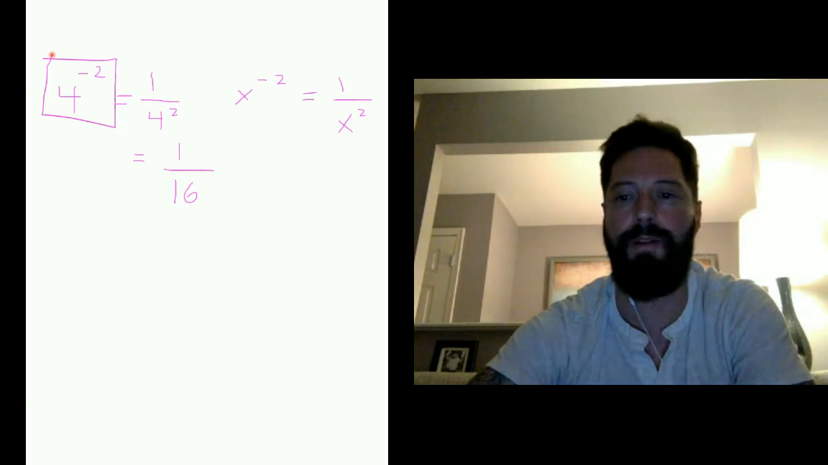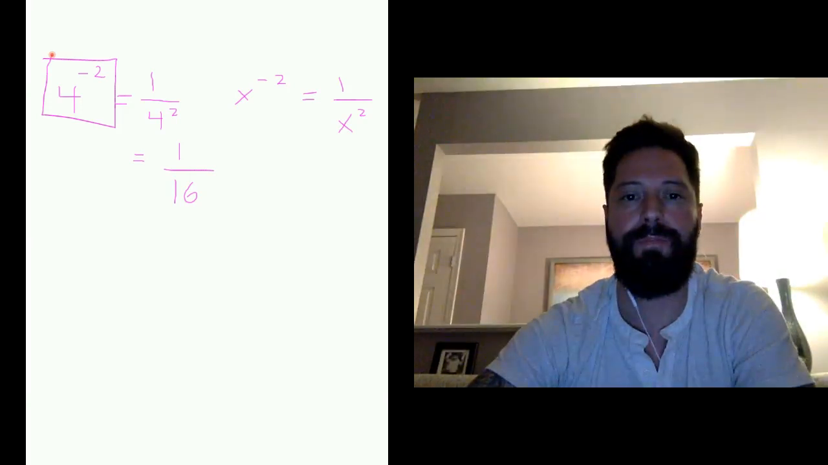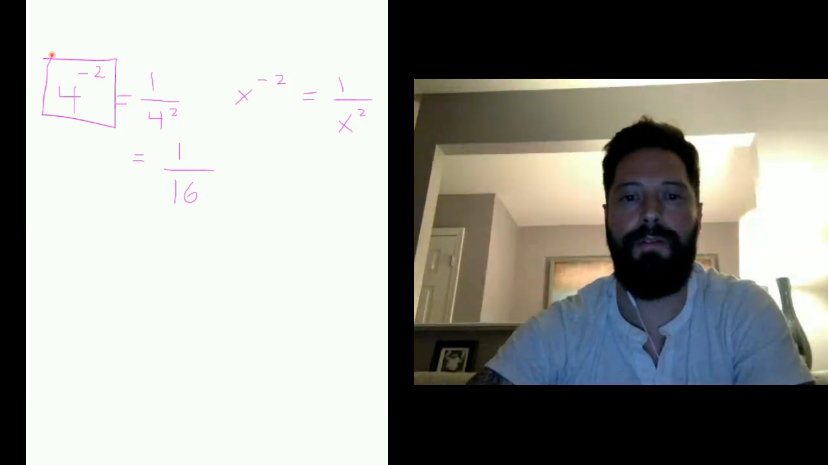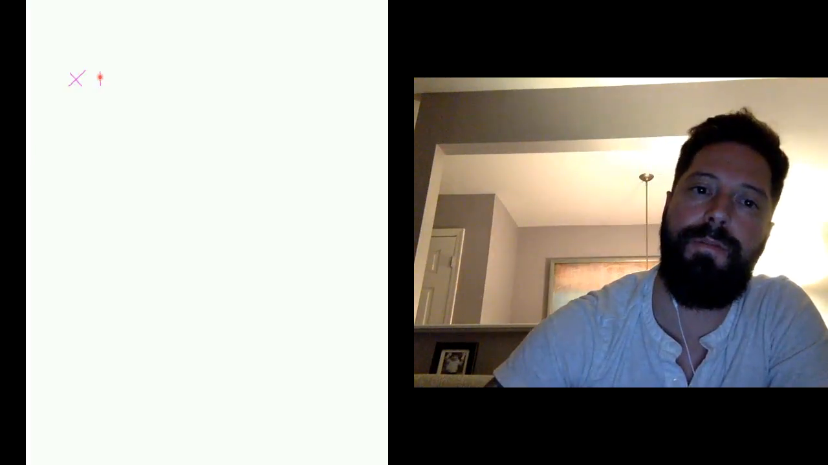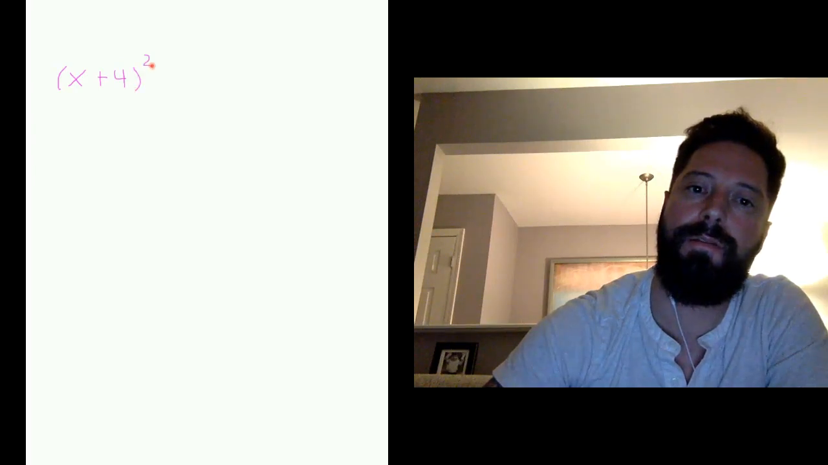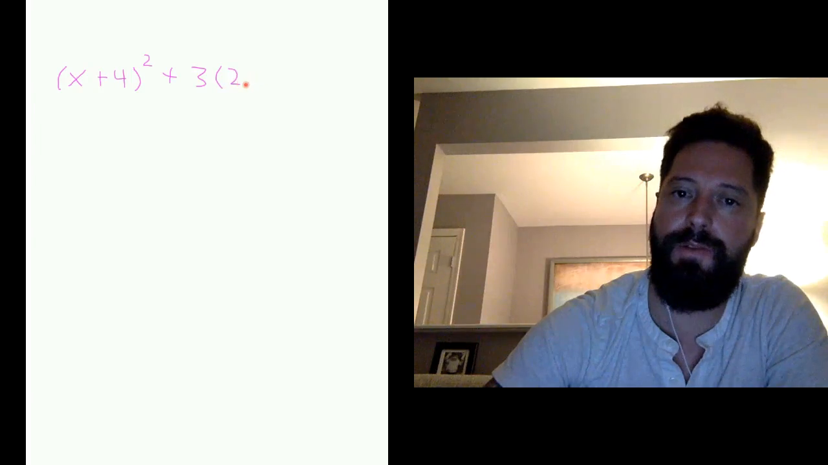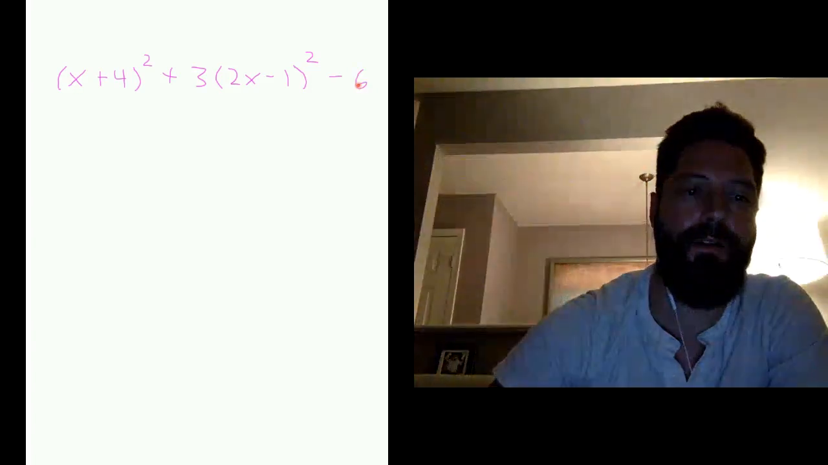Seven questions for tomorrow. Let's say that I had, I don't know, (x plus 4) squared plus 3 times (2x minus 1) squared minus 6. Correct, x to the 0 equals 1. Just a note.